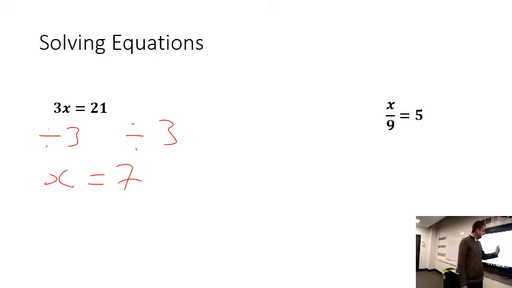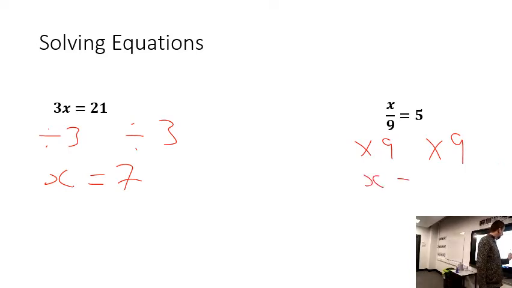Here we're dividing by 9. We want to get x on its own. So the opposite to divide by 9 is multiplying by 9. And then we have x is equal to 45. Okay. Notice I use a new line for each step and also for each new modified equation.